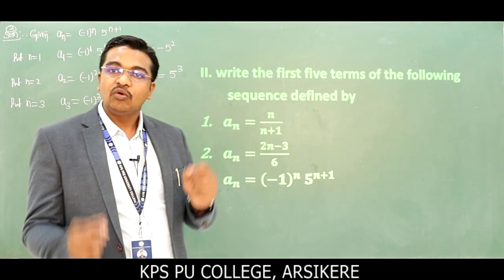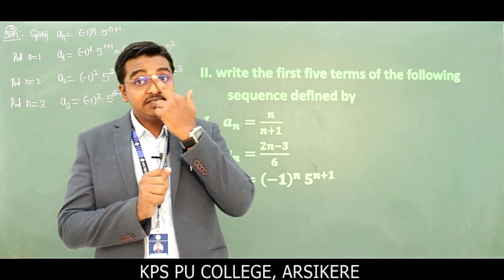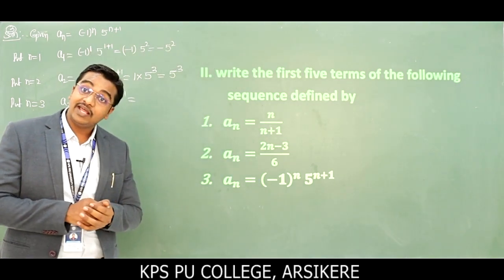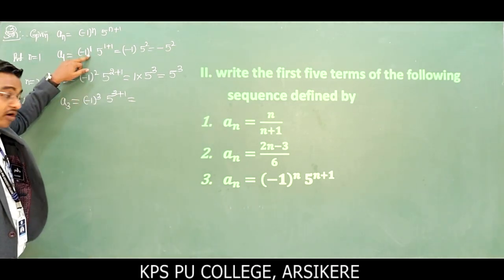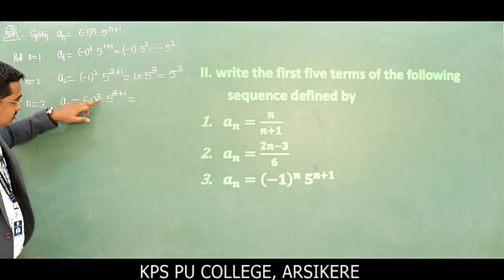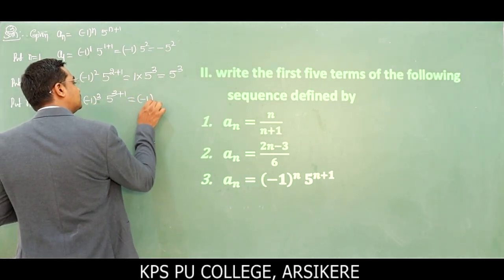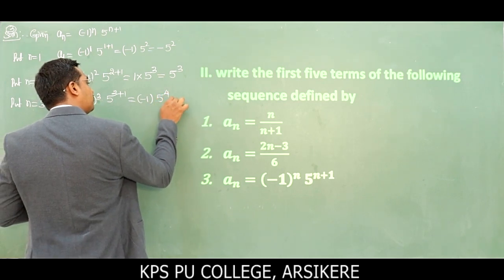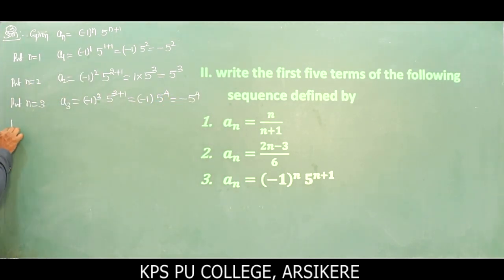Remember, when we have (-1)^n in the general term, when n is even we get plus 1, when n is odd we get minus 1. Here 3 is also an odd number, so we are left with minus 1. Minus 1 into 5^4, that is minus 5^4. Now put n = 4.